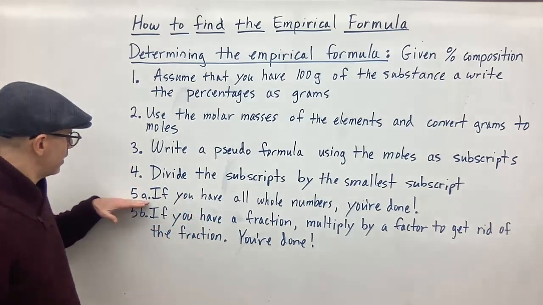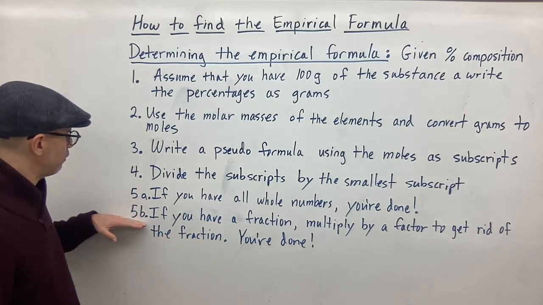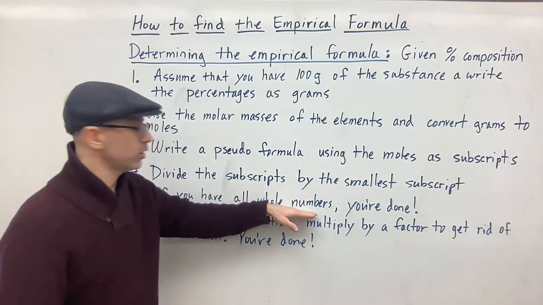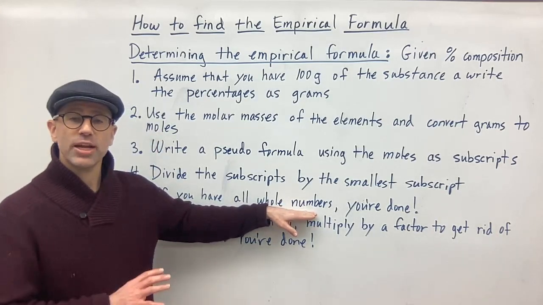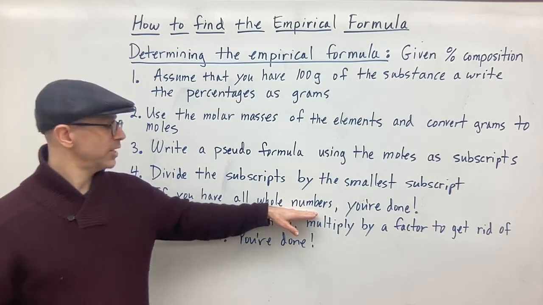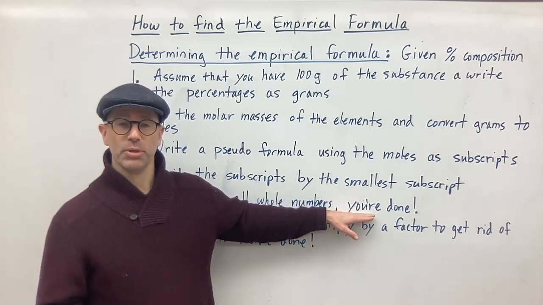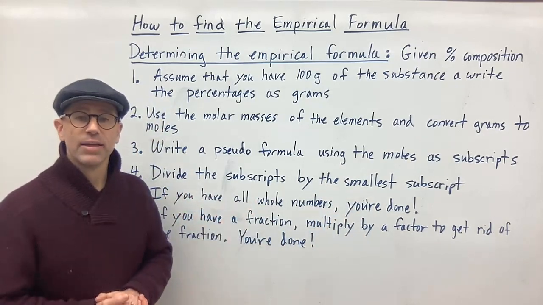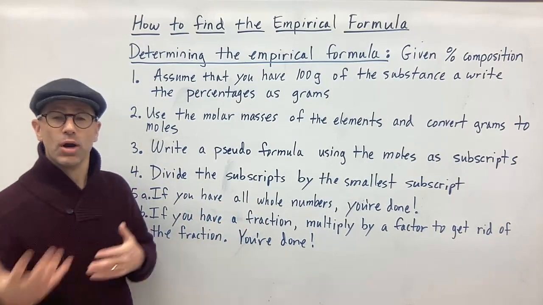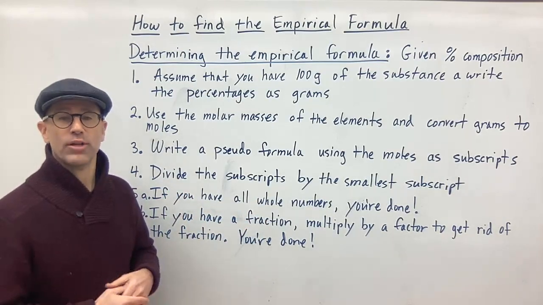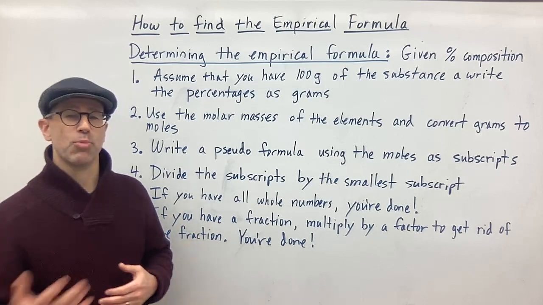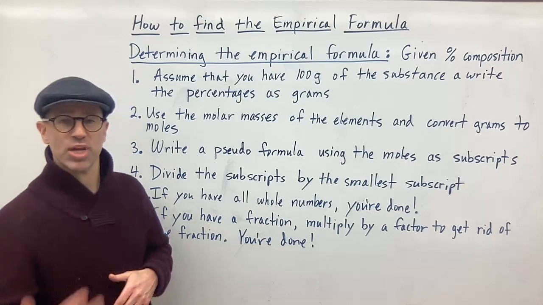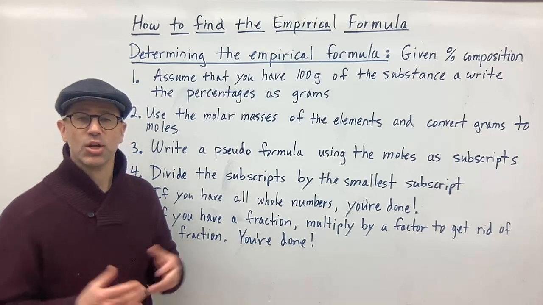So that gives me the steps 5A and 5B. So after you divide by the smallest one, if you have all whole numbers, you're done. All your subscripts should be whole numbers, and you've got your empirical formula. Now, that doesn't always happen. You might divide by the smallest number, and one of them will be a fraction. So instead of 2, you've got 2.5, or instead of 3, you might have 3.33, or something along those lines.